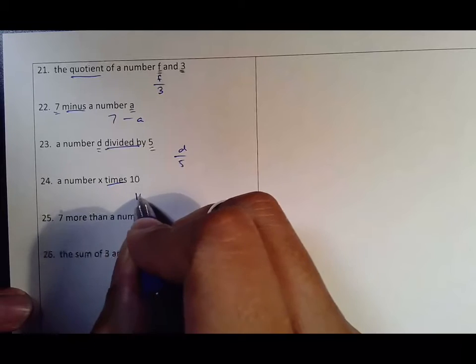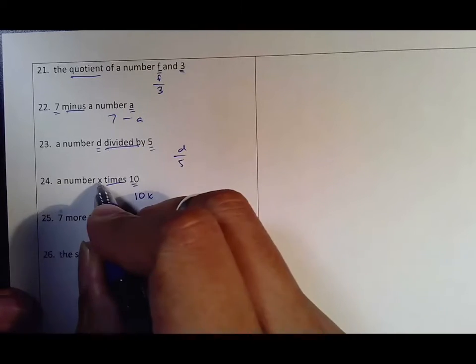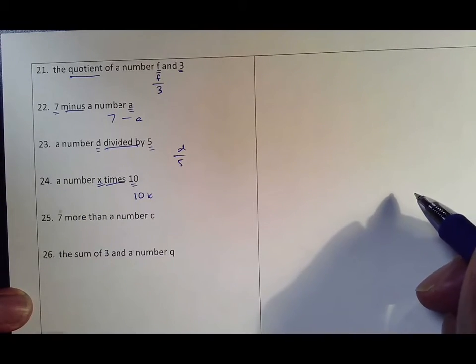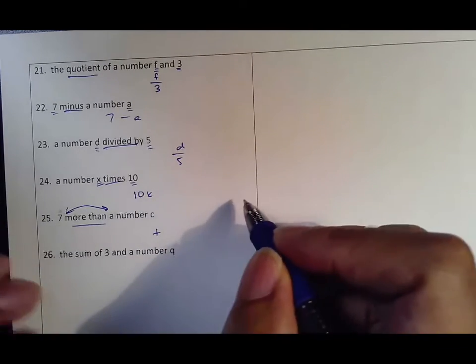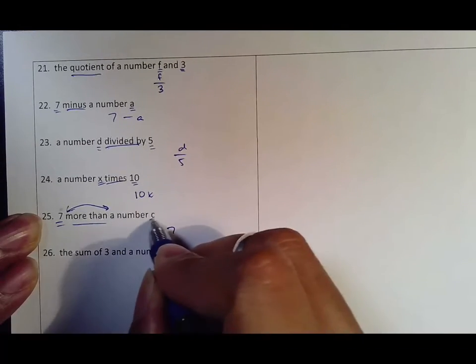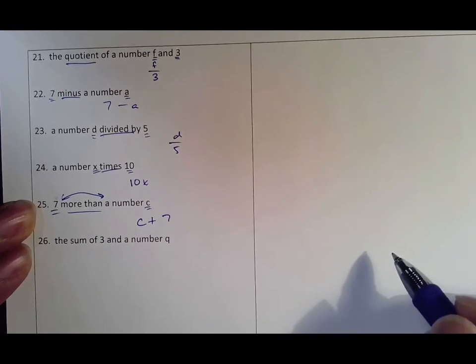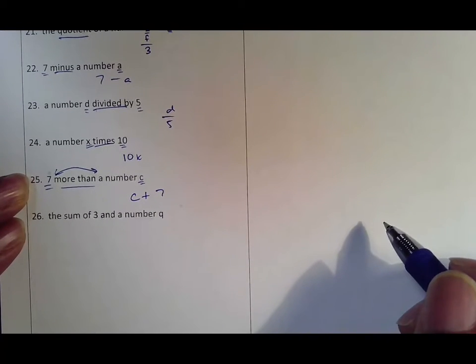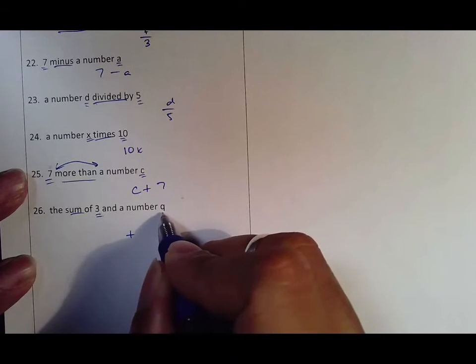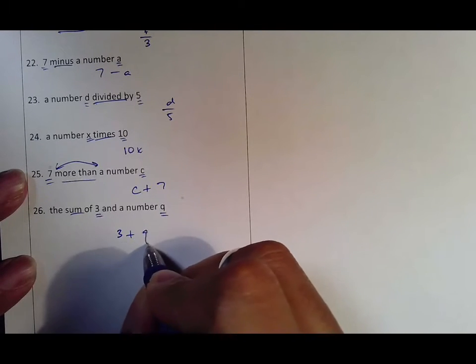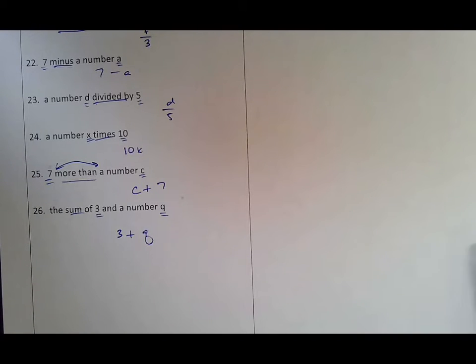Times means multiply. So we put the number first, the variable second, every single time. More than means add, but it not only means add, it means switch the order of what's going on. So 7, even though it's in front, moves here. C, even though it's in the back, moves there. And then the sum, which means add, of a number 3 and Q. 3 first, Q second. There's no switching of the order.